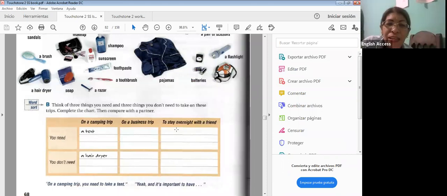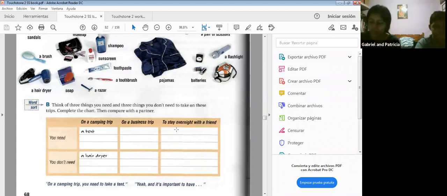It says, think of 3 things you need and 3 things you don't need to take on these trips. Complete the chart. We have 3 situations, 3 different kinds of trips: a camping trip, a business trip, and to stay overnight with a friend. So you're going to write down 3 things that you need and 3 things that you don't need in these situations. Okay, do you understand? Yes. Okay, so complete the chart, please.